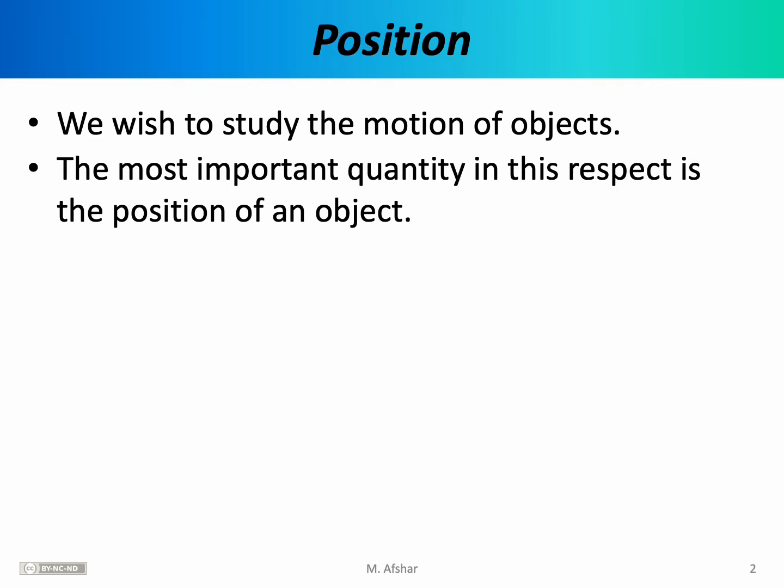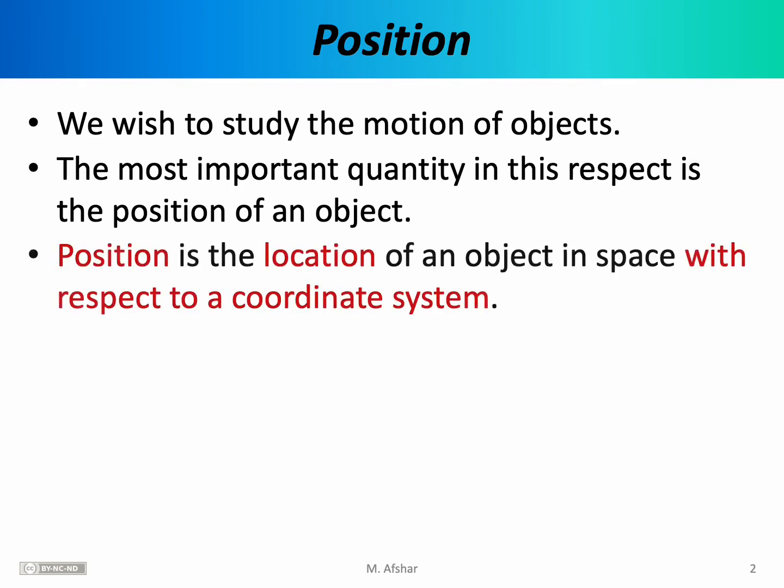Of the three, perhaps the most important quantity in describing the motion of an object is the position of an object. So let me start by giving you a formal definition of what position means in physics. Position is the location of an object in space with respect to a coordinate system.